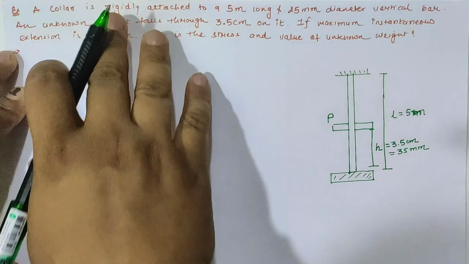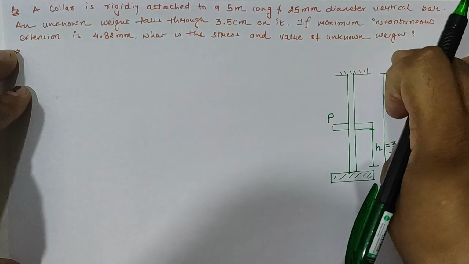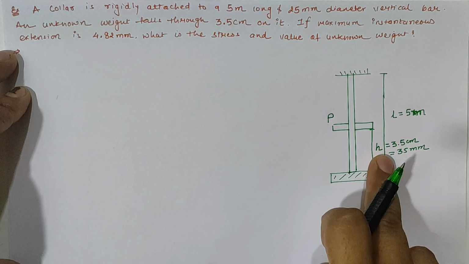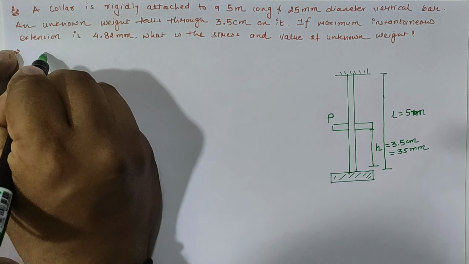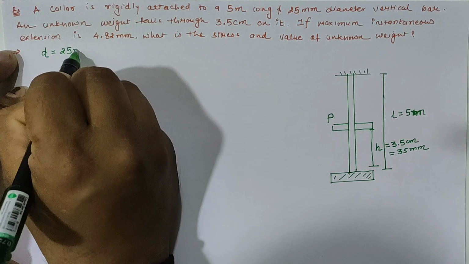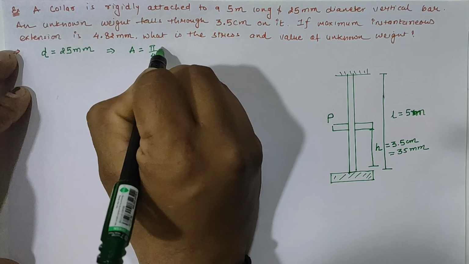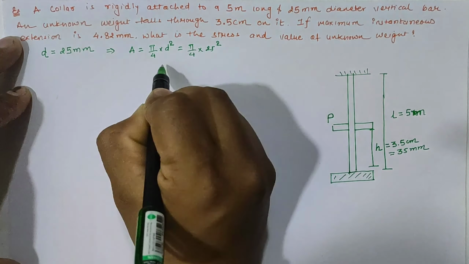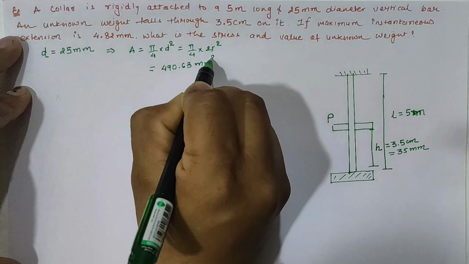So according to the given data, we have a collar rigidly attached as shown in the figure, where the total length is 5 meter and the collar falls through H as 3.5 centimeter, or we can say 35 mm. We have the diameter of the vertical bar as 25, so the area is pi by 4 d square, which is pi by 4 into 25 square. Hence our area is 490.63 in terms of mm square.